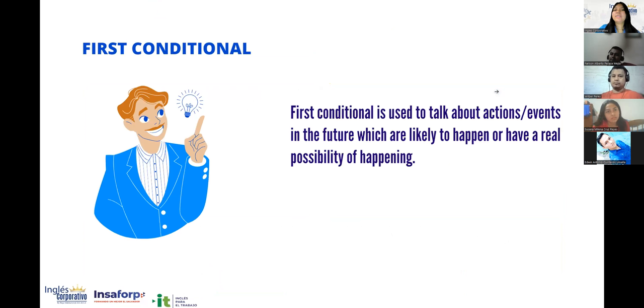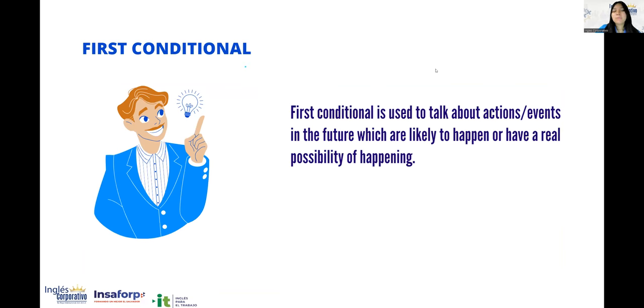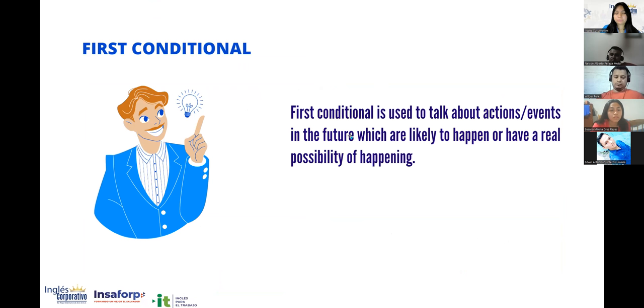All right, now let's move, and let's talk about the first conditional, okay? Susana, help me reading the definition. First conditional is used to talk about actions, events in the future which are likely to happen or having a real possibility of happening. Thank you. All right. So in this case, guys, it says the first conditional is used to talk about actions, events in the future, which are likely.